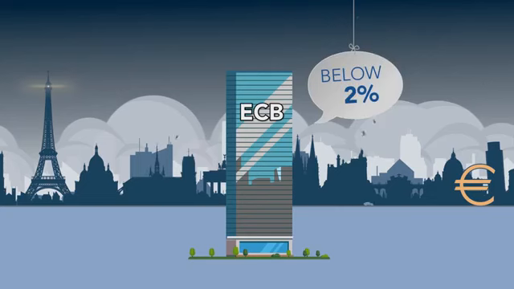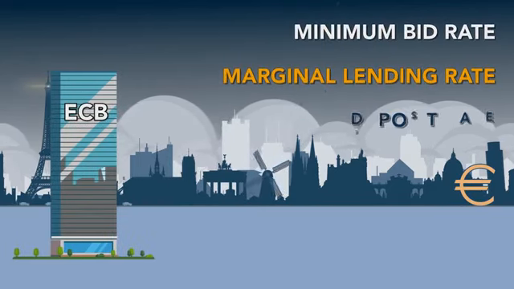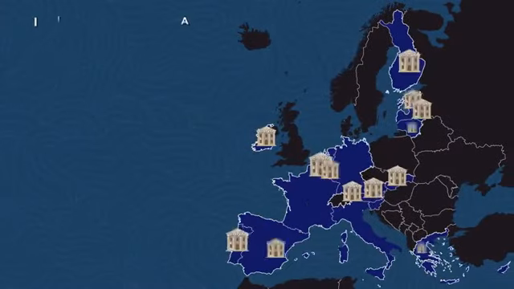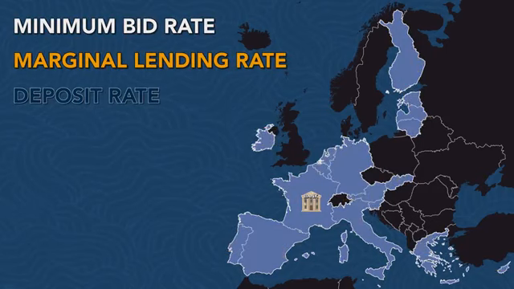By setting three key interest rates: the minimum bid rate, marginal lending rate, and deposit rate. National central banks in the Eurosystem apply these rates to transactions with commercial banks. So let's take a look at them in turn.